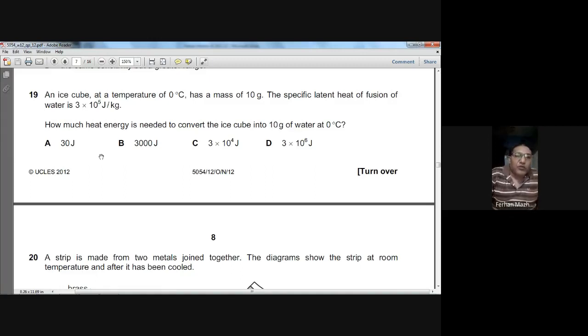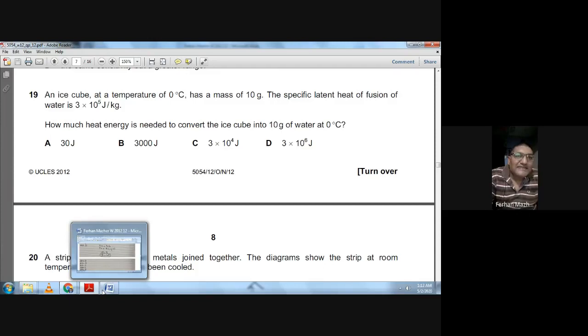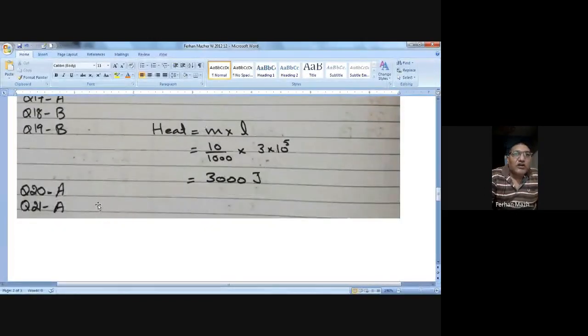You can apply the formula heat is equal to mL, where m stands for the mass and L stands for the latent heat. I have done this work. On your screen you can see heat is equal to mL. The mass was 10. I divided it by 1000, multiplied with 3 × 10^5. The answer is 3000 joules. A very simple question. The only trick was that you have to do a conversion from gram into kg.